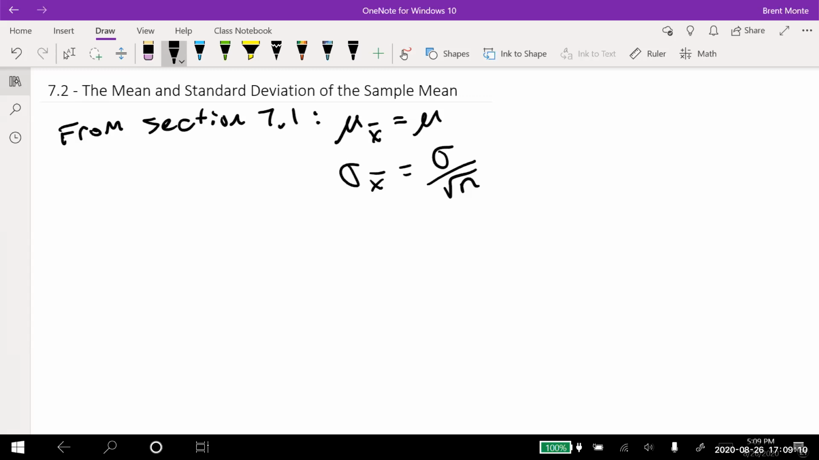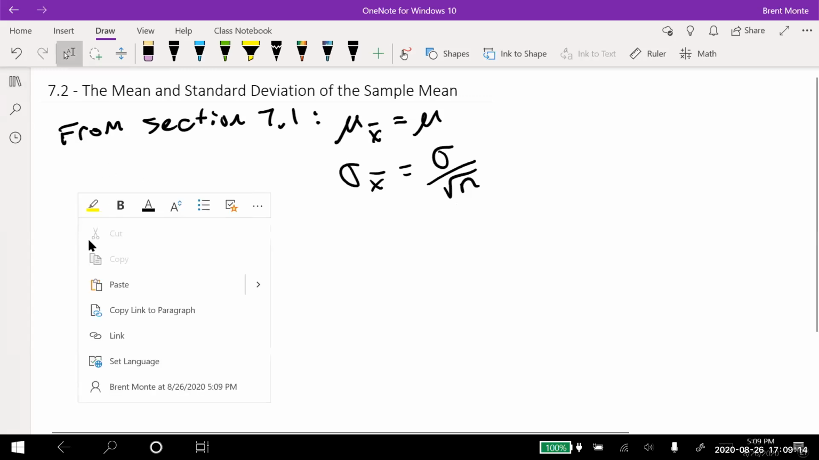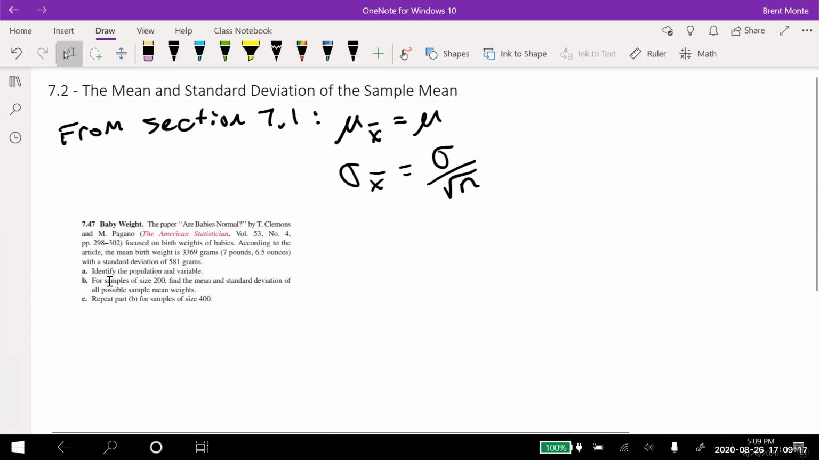Let me show you a problem. Let's post one in here. Let's see if I have it handy. 747. So this is straight out of the book. It says baby weight. The paper Are Babies Normal by T. Clemens and M. Pagano focused on birth weights of babies. According to the article, the mean birth weight is 3,369 grams, or 7 pounds, 6.5 ounces, with a standard deviation of 581 grams. Okay, first identify the population and the variable.